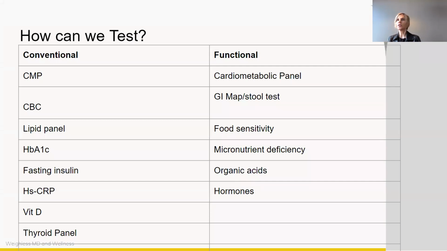Then we do food sensitivities. It's very important for people to understand what foods are causing inflammation in their body, what foods are causing an immune response. Our immune system actually reacts to certain foods as if it's foreign. So this is an important piece. Micronutrient deficiencies. Organic acid testing can be so crucial as well, really looking at metabolites and oxidative stress and neurotransmitters. And there's just so many ways that we can assess patients from a foundational level. And then, of course, hormones.